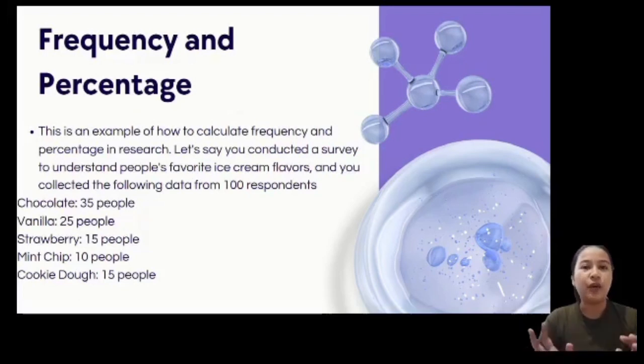Let's say we conducted a survey to understand people's favorite ice cream flavors, and we collected the following data from 100 respondents. There are 5 different flavors: vanilla, chocolate, strawberry, mint chip, and cookie dough. Out of 100 respondents, 35 people chose chocolate, 25 people chose vanilla, 15 people chose strawberry, 10 people mint chip, and 15 people cookie dough.